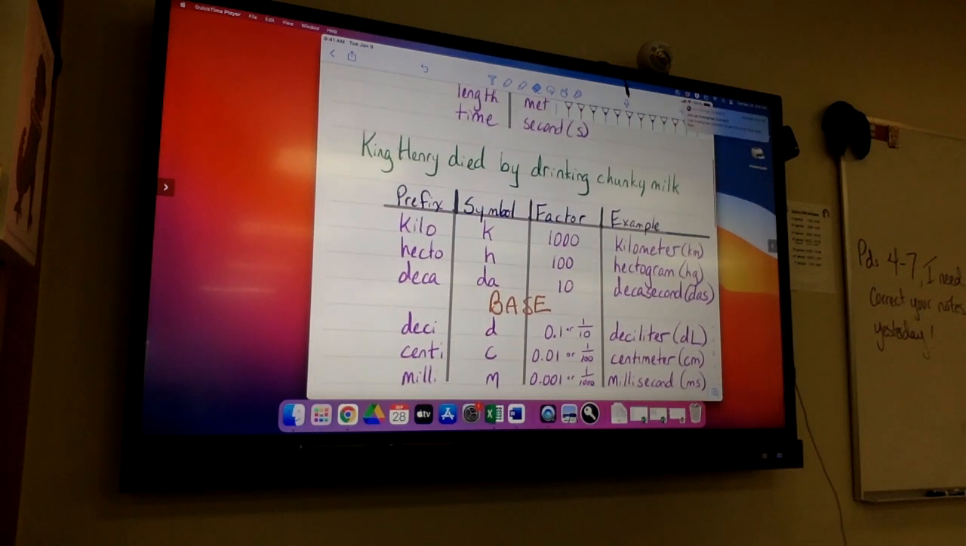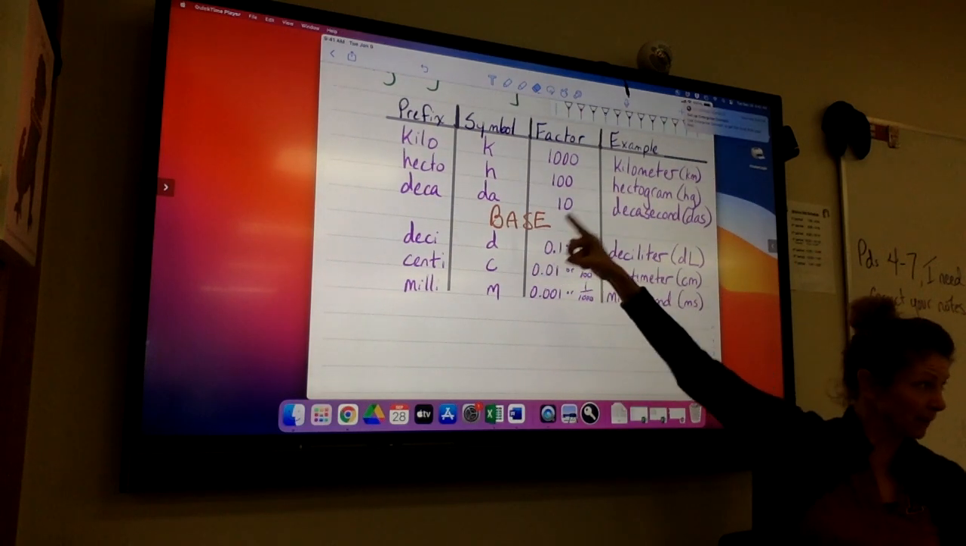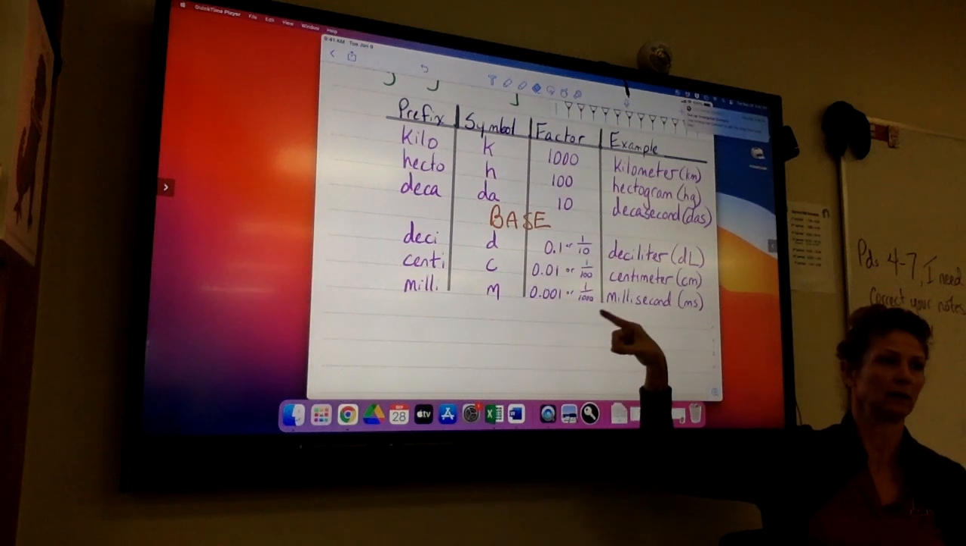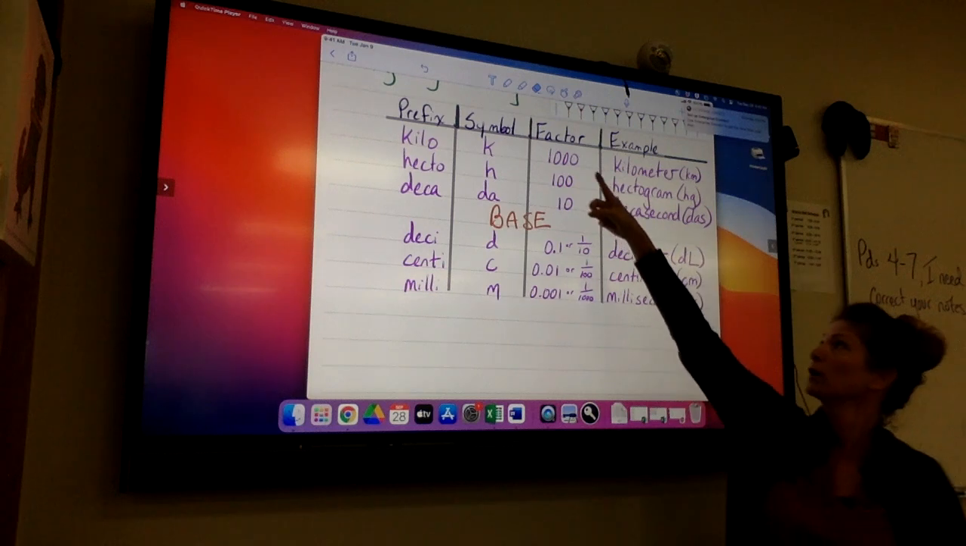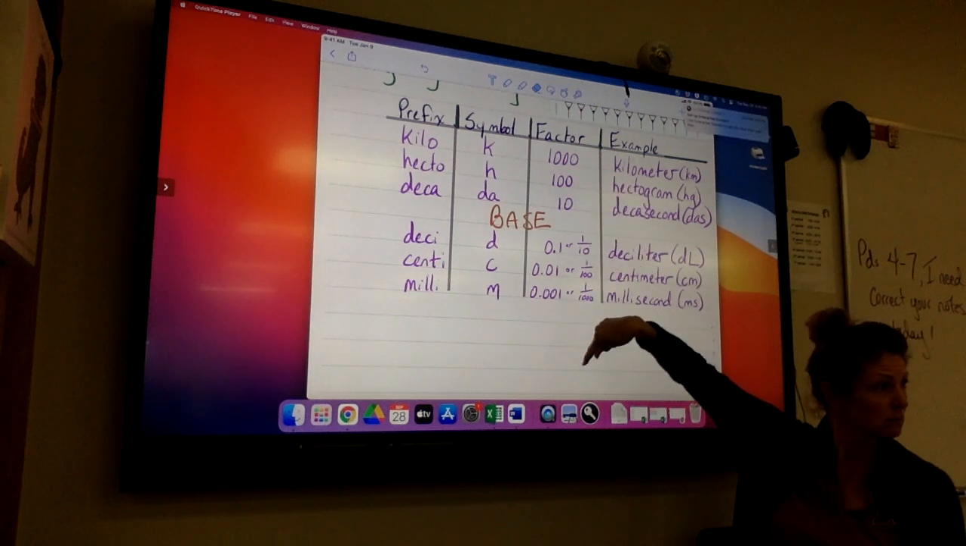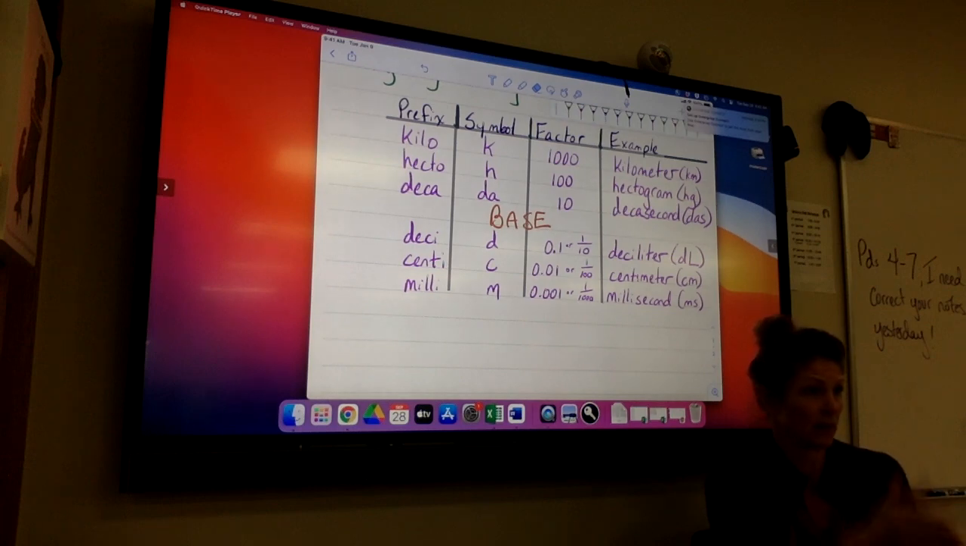Dear old King Henry. So, King Henry died by, don't forget that by, drinking chunky milk. So that makes it easy. And then you just start at 1,000 and go down by 10 each time. Don't forget that by, though, because that by is 1.